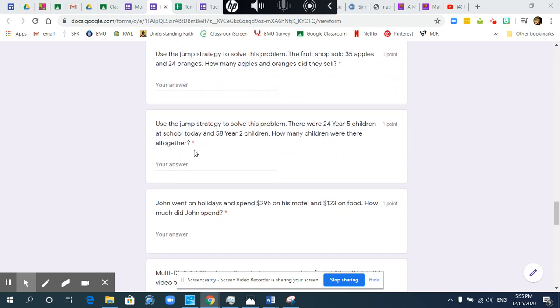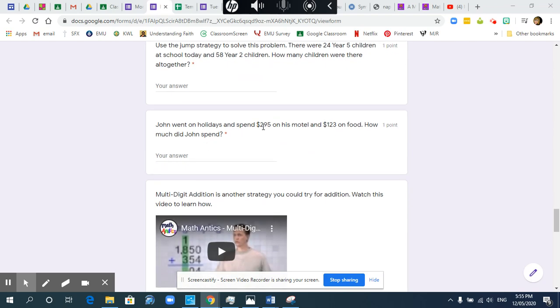Use the jump strategy to solve this problem. There were 24 Year 5 children at school today and 58 Year 2 children. How many children were there altogether? So use that jump strategy and your empty number line to work out 24 plus 58. John went on holidays and spent $295 on his motel and $123 on food. Use that jump strategy to find out how much John spent.